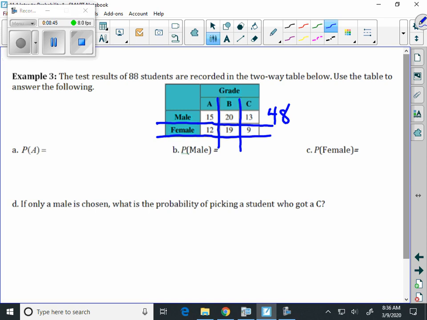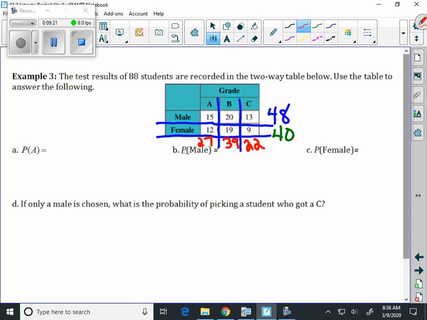Same thing if we look at the females. We had 12 females who ended up with an A, 19 who ended up with a B, and 9 who ended up with a C, and if we add those up, we get 40. Also going here in terms of the A's, we had a total of 27 students get A's. We had a total of 39 get B's, and a total of 22 get C's.